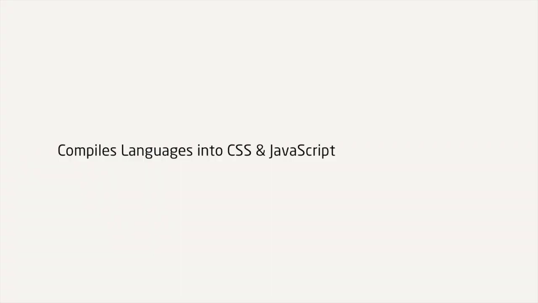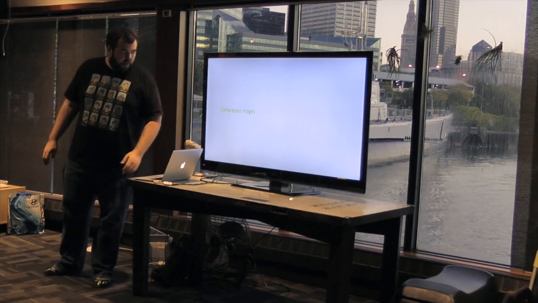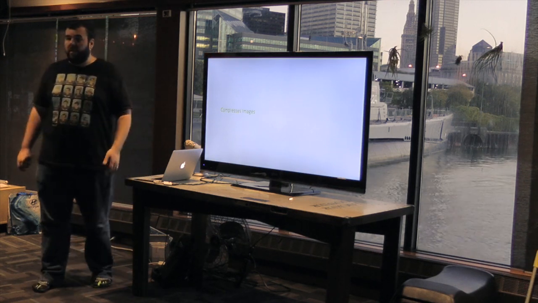Another thing that Sprockets does is it compiles languages into CSS and JavaScript. If you want to use CoffeeScript, then it'll compile CoffeeScript. If you want to use Sass, it'll compile Sass into CSS, or it'll compile Less into CSS. It'll handle that for you. You can get plugins to do other things like compress images, build sprites, or process fonts.